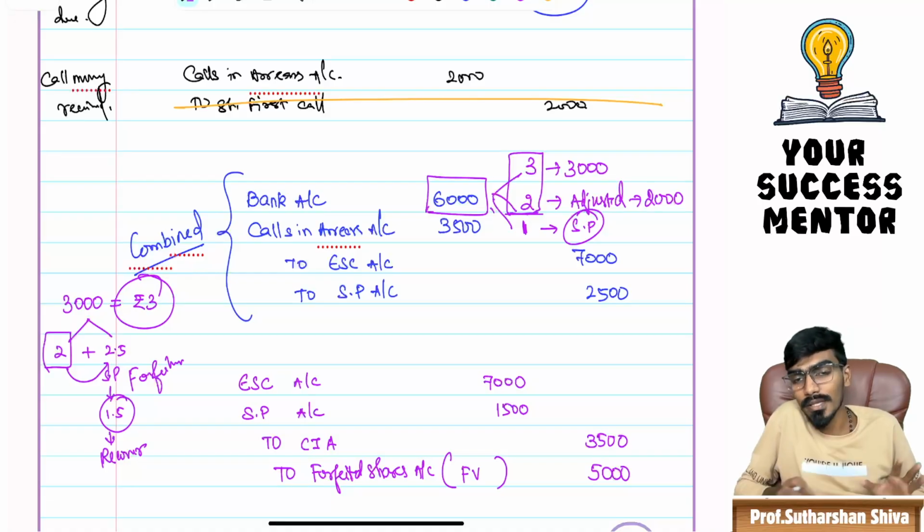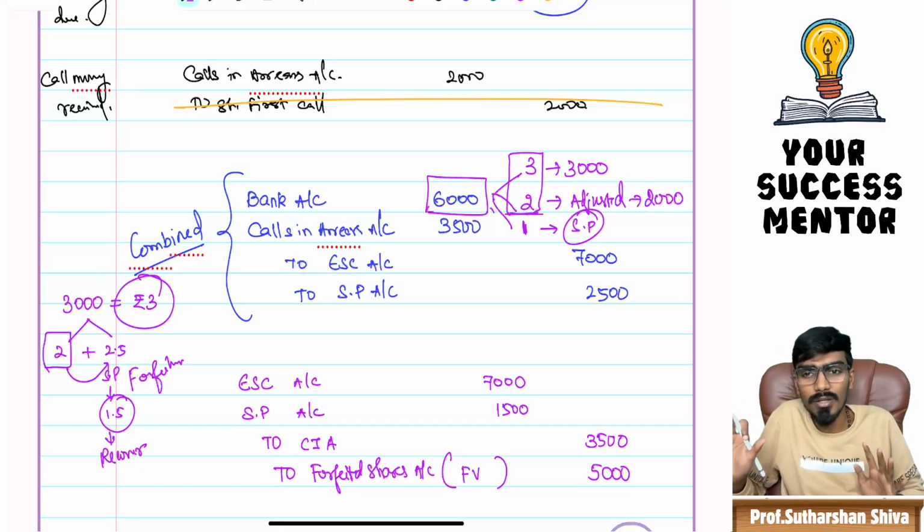In exams, both the methods are 100% correct. If the question is silent, you can prepare in any method. You can open a calls in arrears account, or if you are not opening a calls in arrears account, both are fine. If they specifically say open a calls in arrears account, 100% you should only open a calls in arrears account. Mostly in exams they will not say without opening a calls in arrears account, because opening a calls in arrears account will have a more logical impact.